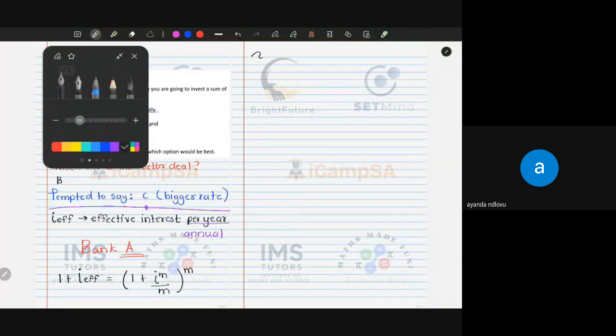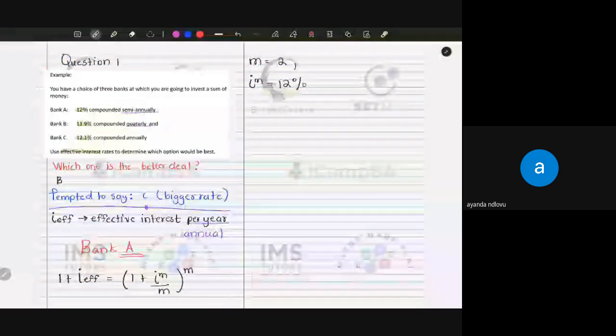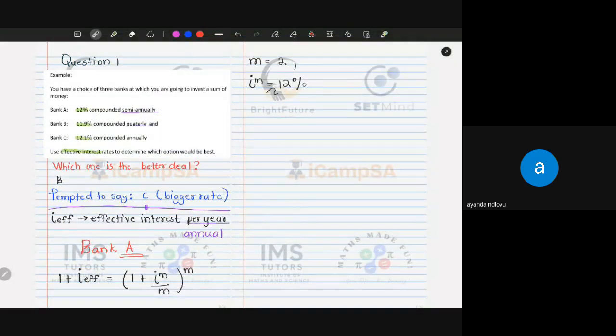So if you look at the compounding period, they said semi-annually, which will be 2. And if you look at the interest rate, whatever we are given is always the nominal interest. So our i(m) will be 12%. And they told us to use the effective interest, meaning what we are looking for is the effective interest. So we are now in a position to go and find the effective interest, because all you need is the compounding period and the nominal interest.